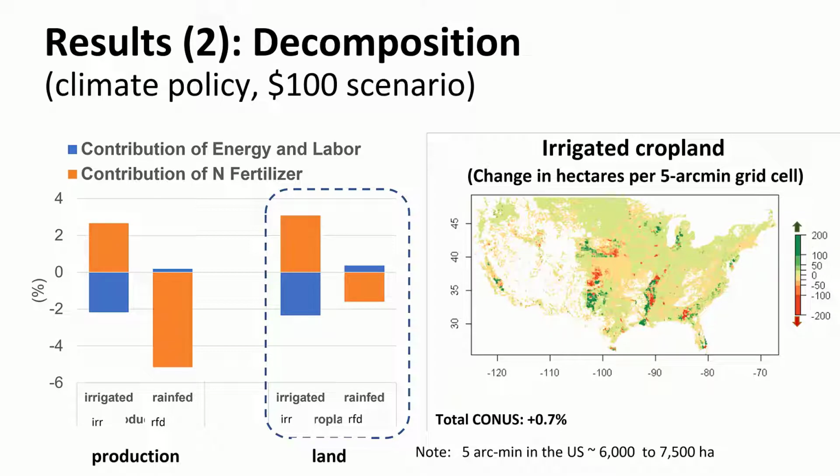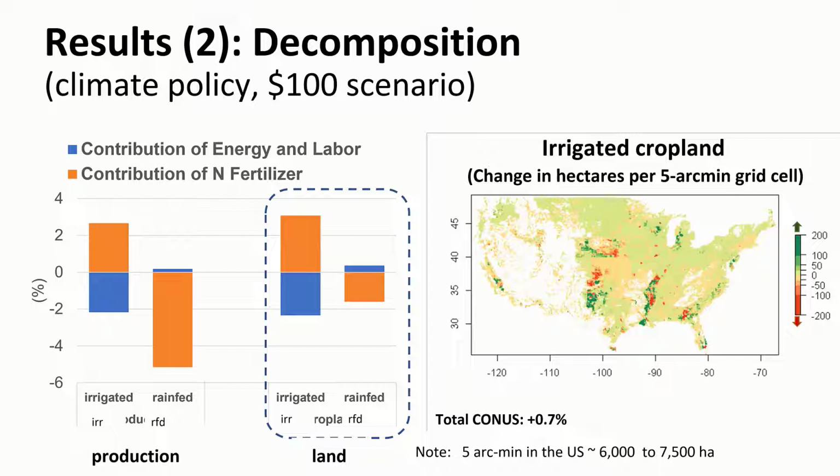Okay, sorry. Let me come back here. Let's start with the energy costs. Higher energy costs hurt irrigated agriculture, and so you can see the blue bars taking us down. Higher energy prices disfavor irrigation and would favor rain-fed. As you can see here, blue bars down for irrigation, a little up for rain-fed.